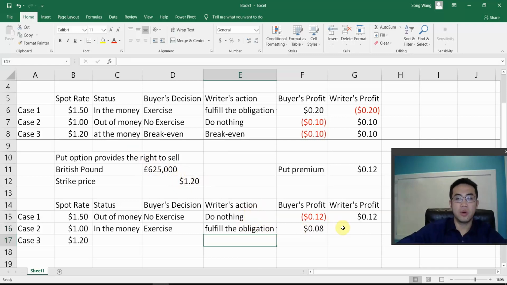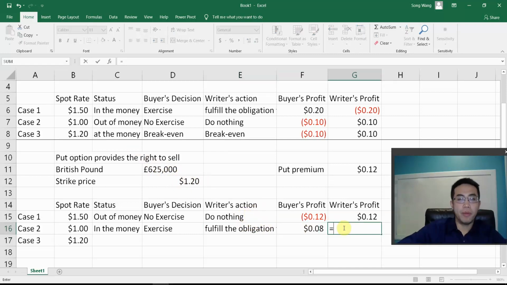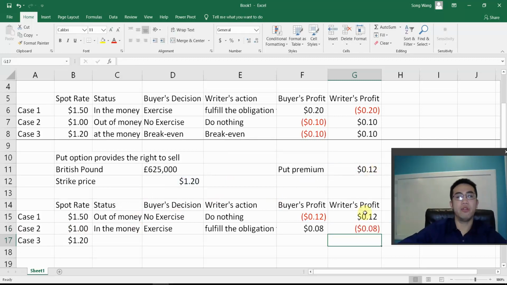So when the writer pays this 1.2 to buy pounds from the option buyer, the option writer also needs to sell at the current spot rate to clear the position. And of course, the option writer would collect the put premium beforehand from the buyer. So that's the profit for the put option writer. I would say the put option is a little bit harder than the call option.